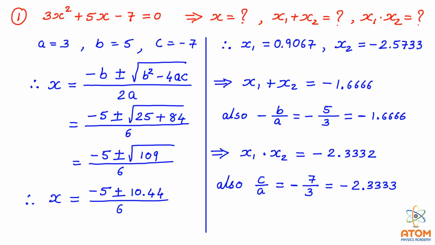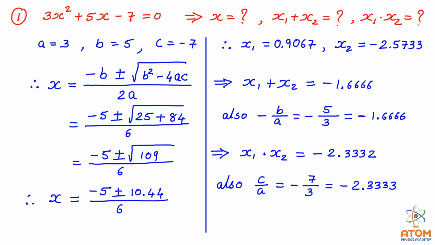Now we have studied in the equations that x1 plus x2 can be directly solved by taking minus b upon a. So if I check minus b upon a, then it is minus 5 upon 3, and that comes minus 1.6666. So you can see both the values are same. Means instead of going through all of this process and then finding out x1 plus x2, we can just use minus b upon a from this equation. Here this is b and this is a, so we can just put minus b upon a and find out the value. The same is for x1 into x2.